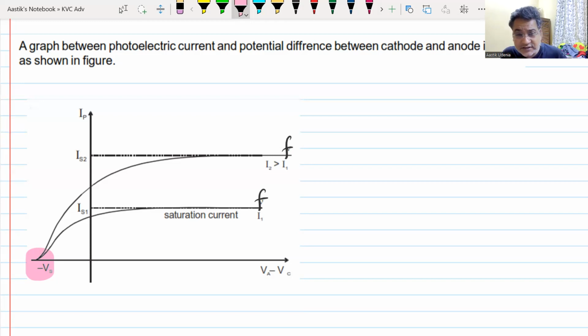IS2 is the saturation current at intensity 2. IS1 is the saturation current at intensity 1. Which intensity is more? I1 is more or I2 is more? I2 is more, sir. I2 is more.